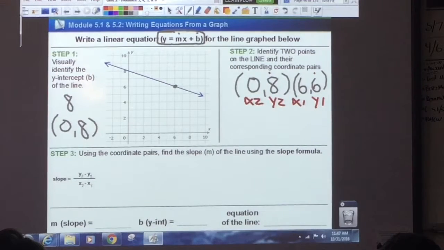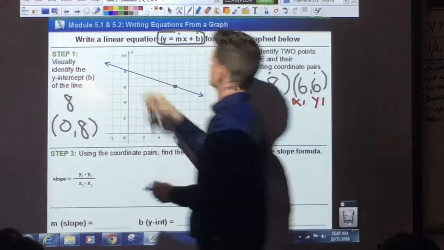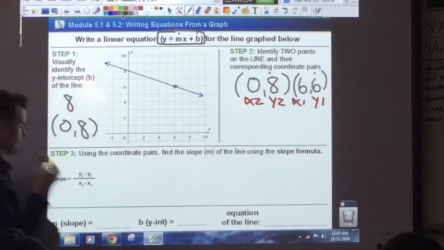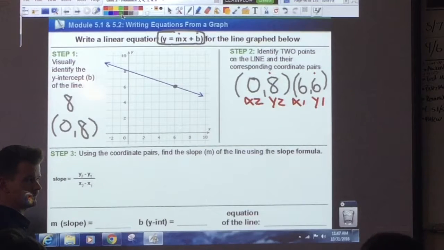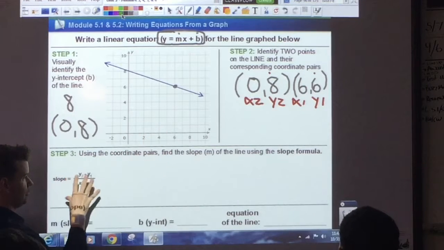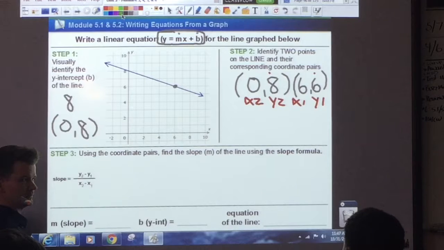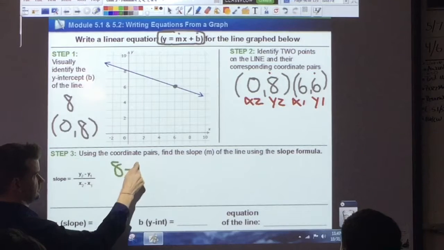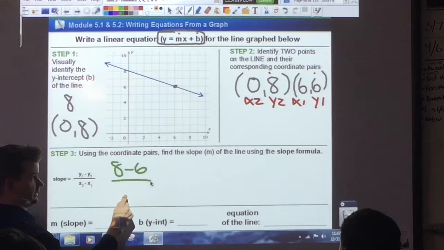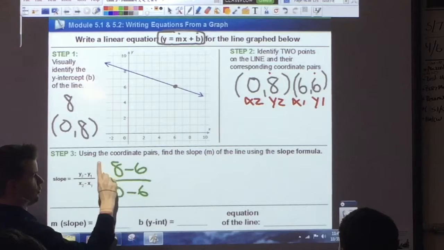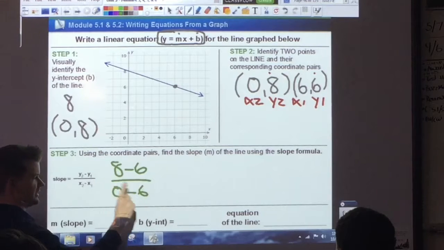We can go in and substitute that into our formula. Julio Dominguez, tell me, what am I writing? I'm taking those, going in the formula. What am I writing? 8 minus 6, and then 6 minus 0. 8 minus 6, and then 0 minus 6. You've got to be careful with that. Remember, y2 minus y1, x2 minus x1.